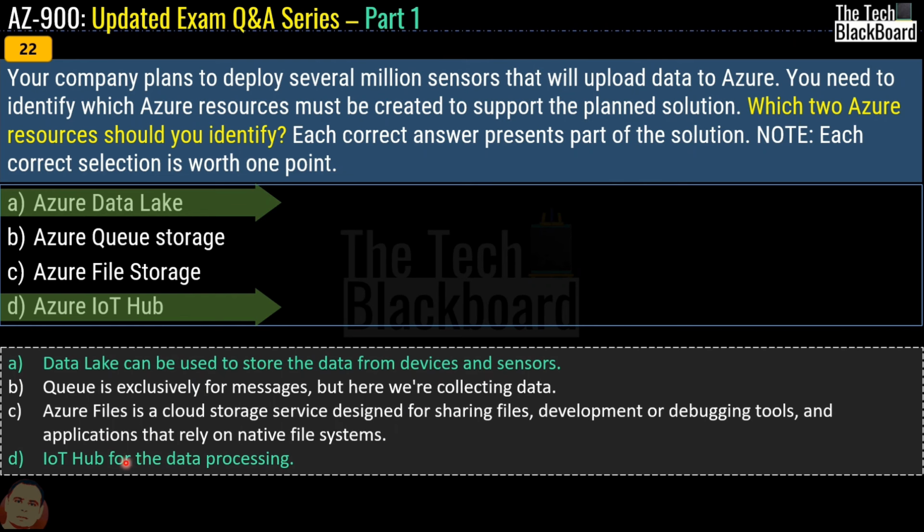Azure IoT Hub is used for data processing. So you can see we can use Data Lake for storing the data and we can use IoT Hub for data processing. And thus these two options make a complete solution.